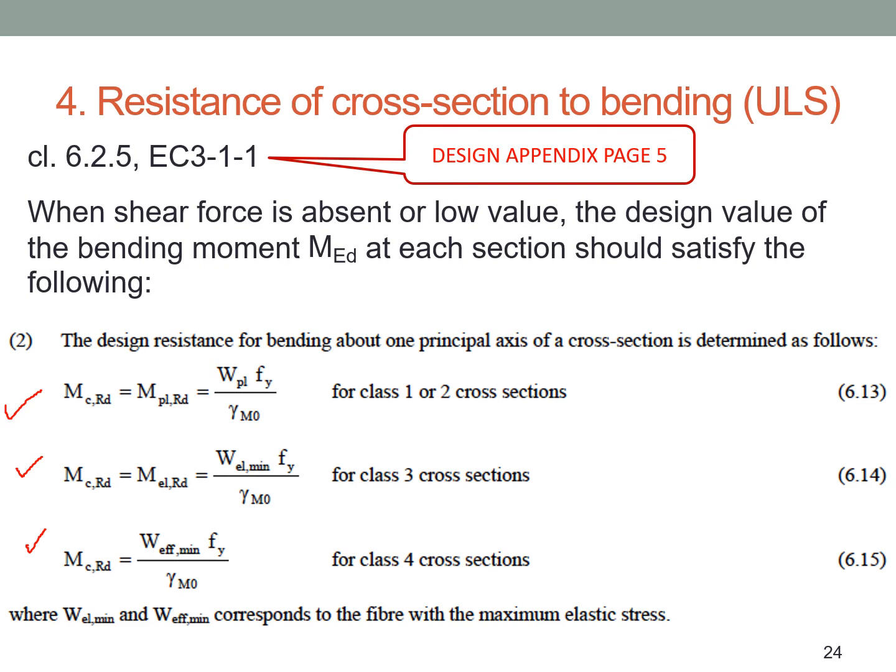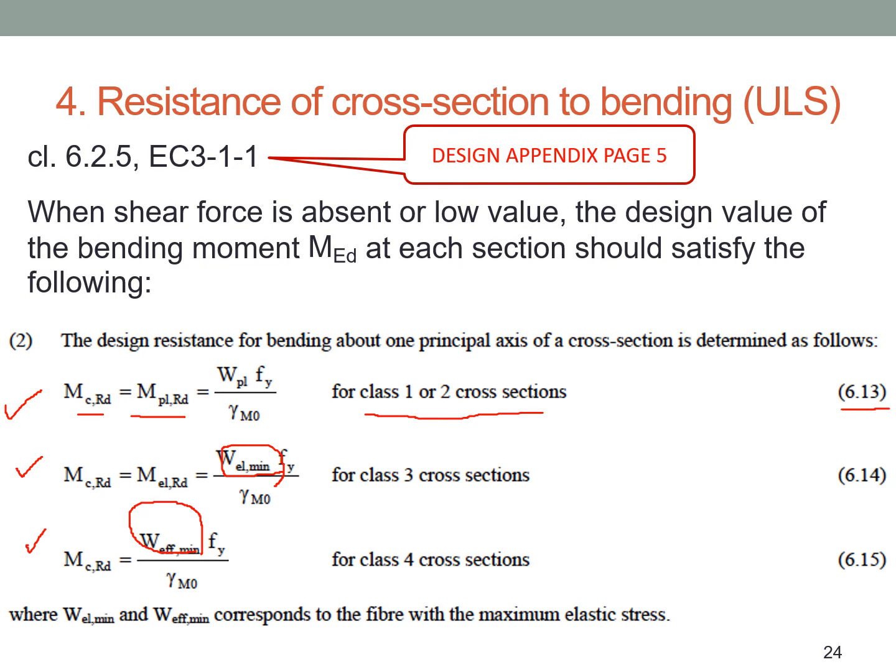So let's say our section is class 1 or class 2. Then we are going to use equation 6.13, which is MCRD equals to MPLRD equals to WPL Fy divided by gamma M0. Okay, so if our section is class 1 or 2, otherwise for class 3 we are going to use elastic values, and for class 4 you need to use effective W. Okay, so where WEL and WEFF correspond to the fiber with the maximum elastic stress.